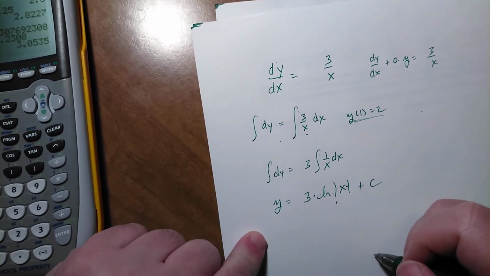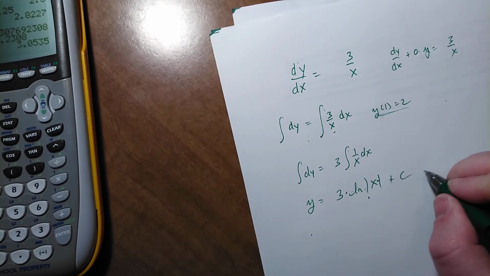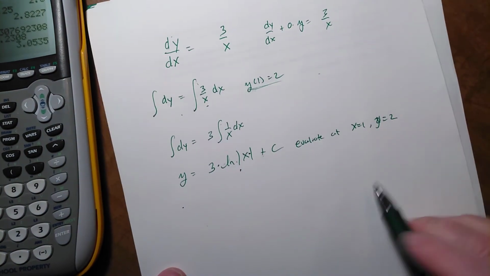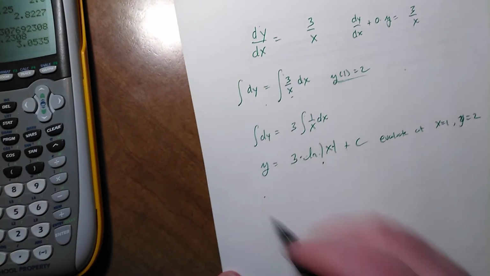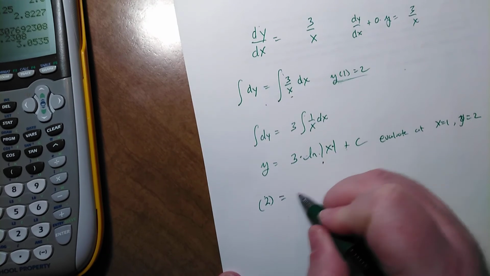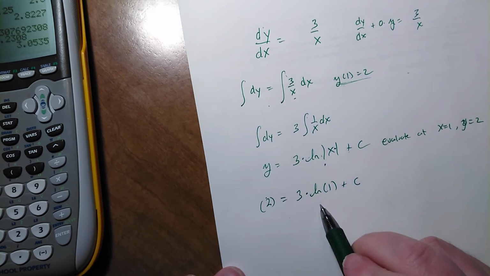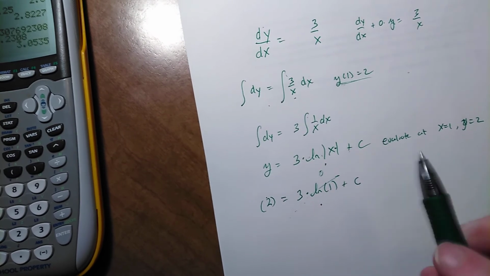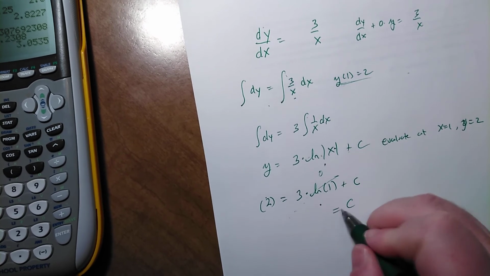y is already explicitly solved for. That's always nice. So we're going to evaluate at x equals 1 and y equals 2. Let's plug that in. So we have y is equal to 2, that's equal to 3 times the natural log of 1 plus c. Now, the natural log of 1 you shouldn't need a calculator for, right? That's 0. And once we get that, we just get that c is equal to 2.